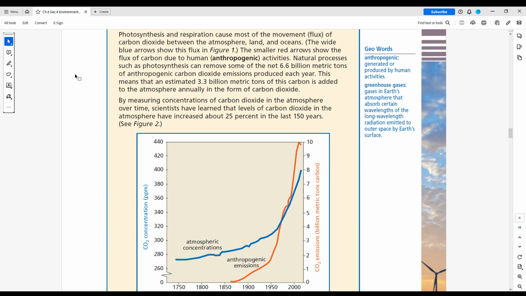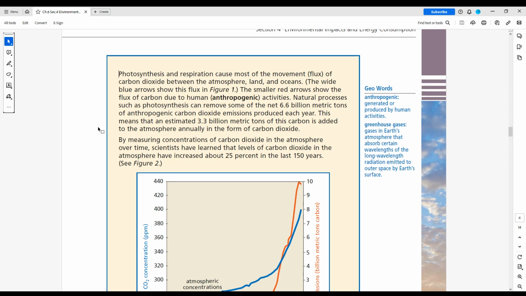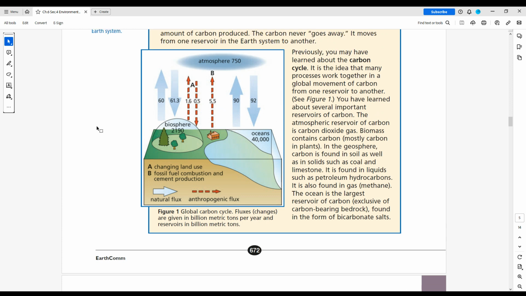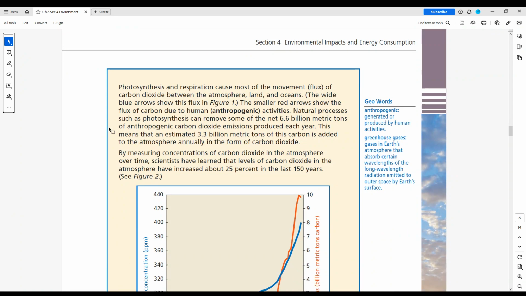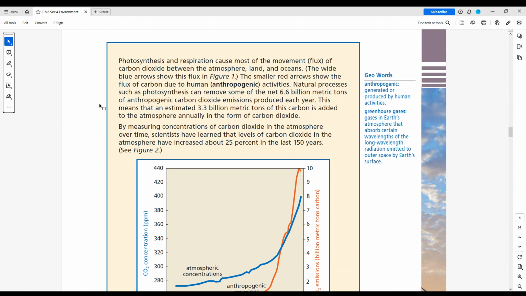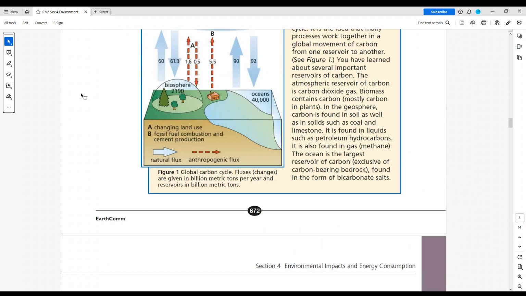Photosynthesis and respiration cause most of the movement of carbon dioxide between the atmosphere, land, and oceans. The wide blue arrows show this flux in Figure 1 below. The smaller red arrows show the flux of carbon due to human activities.